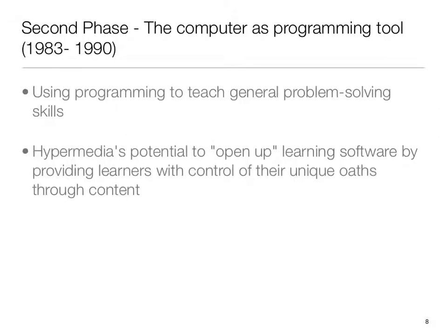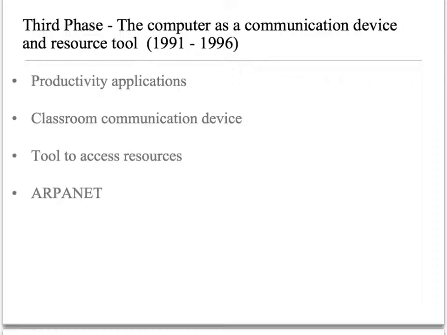The second phase, which began in 1983 and ended in 1990, the computer was a programming tool. This phase heralded the use of computers for higher order thinking skills. Two advancements during this phase were programming used to teach general problem solving skills and hypermedia's potential to open up learning software by allowing students to use hyperlinks to find their own paths or to create their own discovery learning moments.